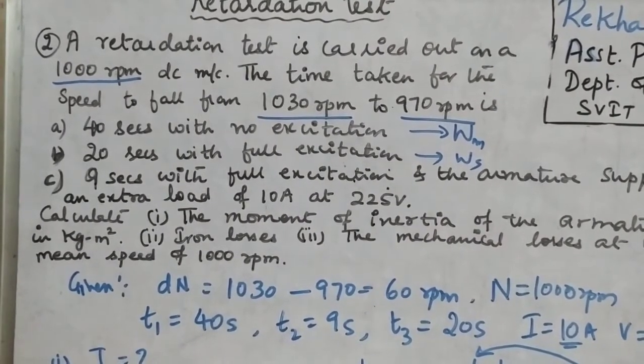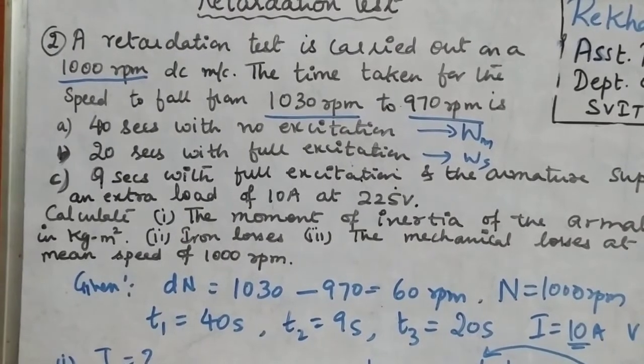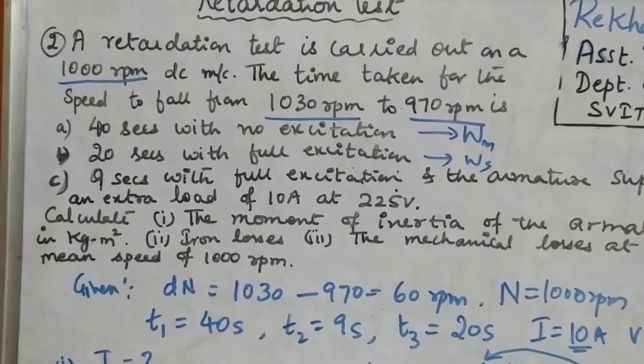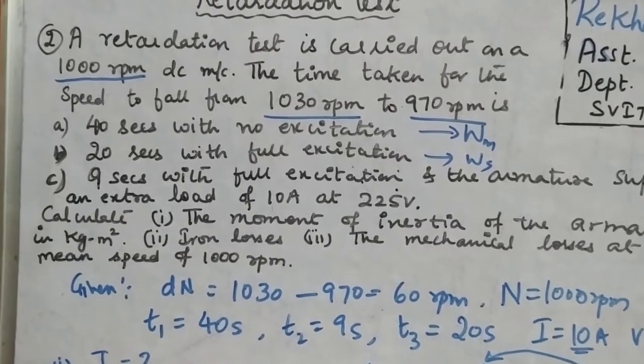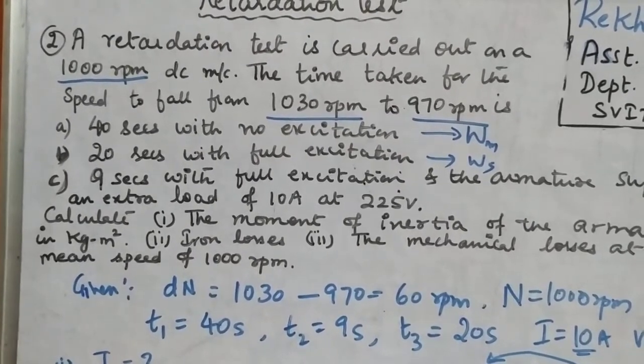Calculate sub-question 1, the moment of inertia of the armature in kg meter square. Sub-question 2, iron losses. Sub-question 3, mechanical losses at the mean speed of 1000 RPM.